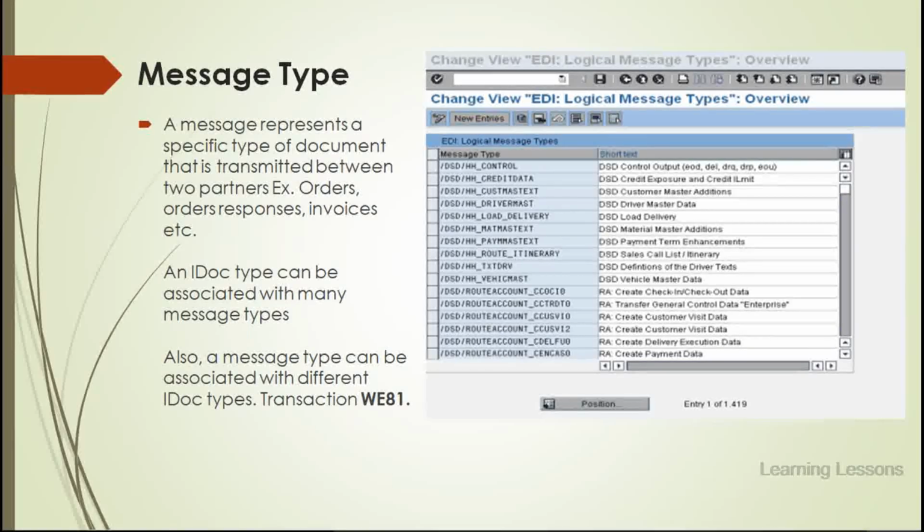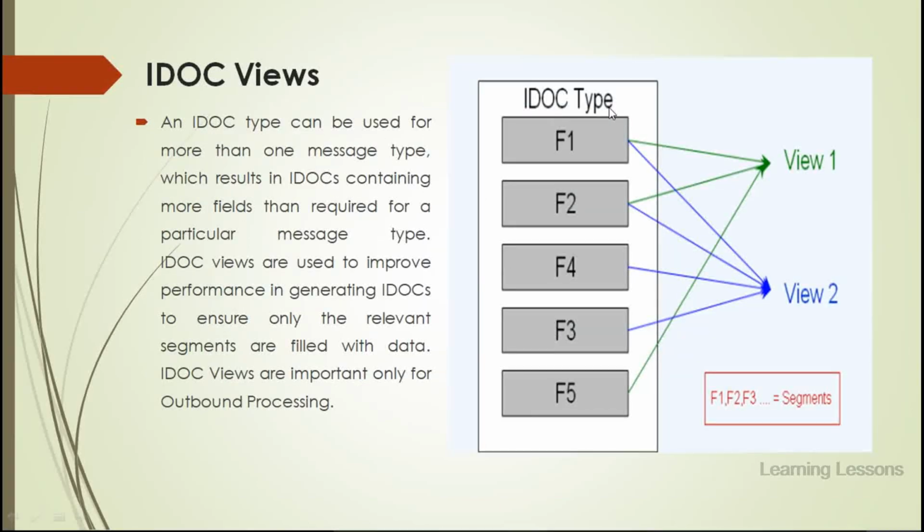How to create it: there is no specific reason. In this table we have to create one new entry, using the new entries option. We have to create one message type description, and for this message type we have to assign an IDoc type. That is just from a normal configuration point of view. This kind of information we are sending to a target system, we just mention in the WE81 transaction. Okay, so this is IDoc views. We can say IDoc F1, F2, F3 are different views. Views means segments.